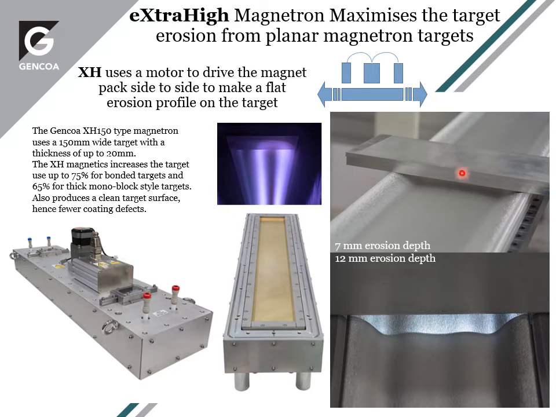And the essential result is that we can sputter through the middle of the target and we can create a much flatter erosion. So again, it produces higher target utilizations, 65% for a monoblock and up to 75% for a bonded target. And also it produces a clean target. So it can make longer deposition runs between target change and also reduce material costs.